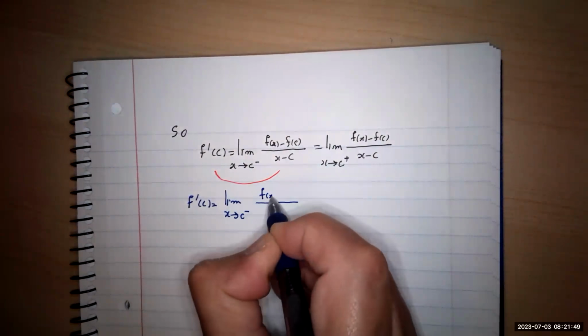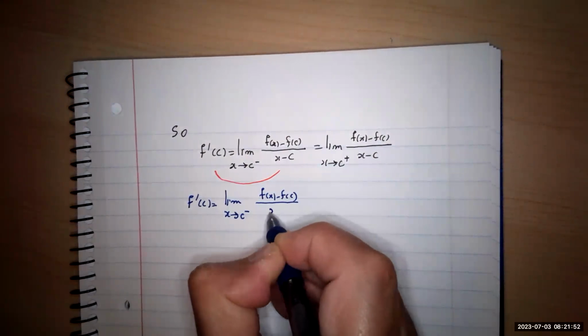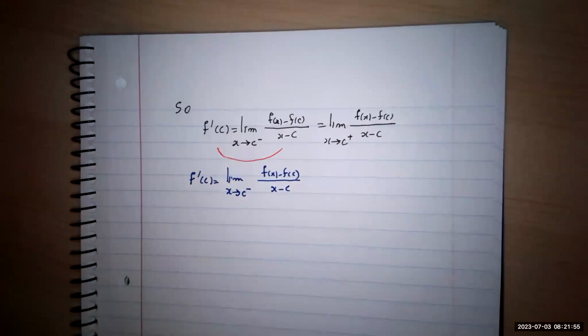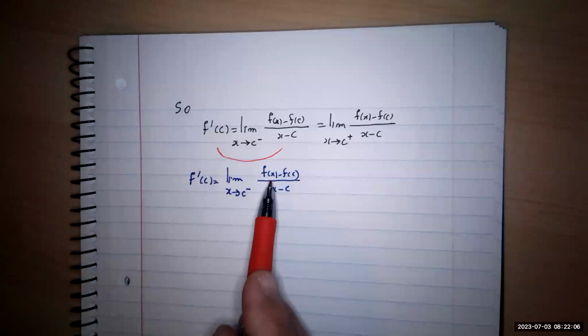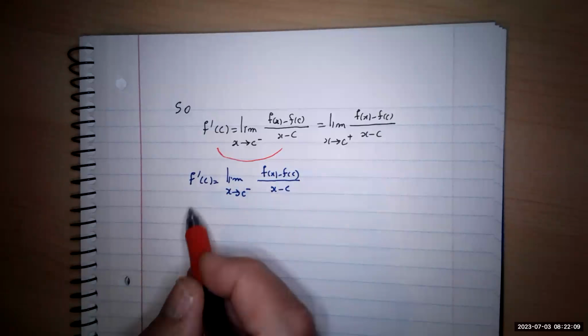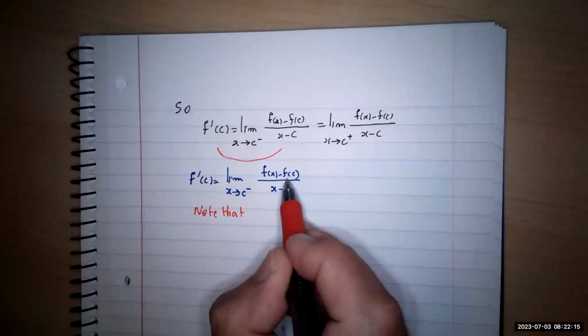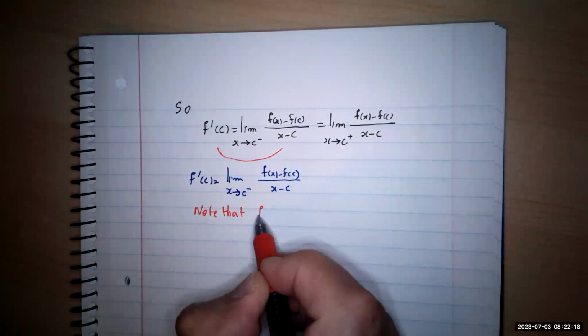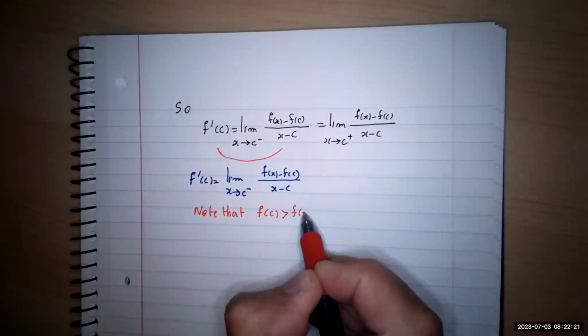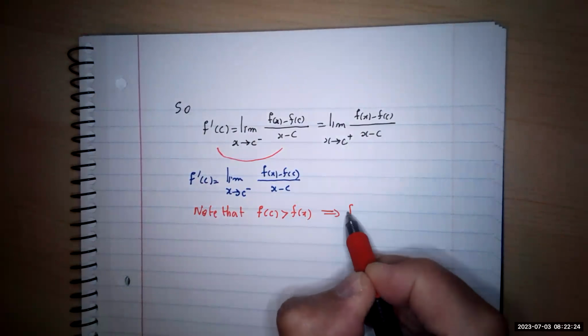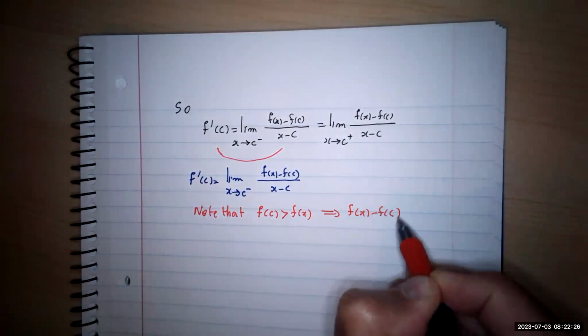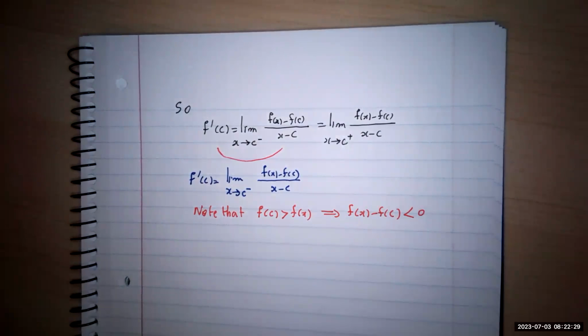The top would be f of x minus f of C. The bottom one would be x minus C. Now I would like you to check the sign of the top and the bottom. What do you know about the top? Remember, f of C is the maximum. Maximum means what? f of C is greater than f of x. If you move it to the other side, that gives you f of x minus f of C is a negative number. That's the top.